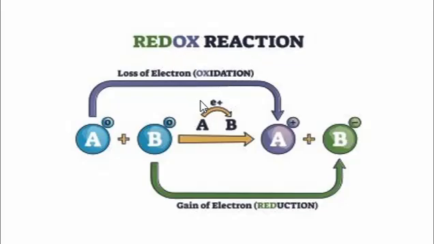So what do oxidation and reduction mean in a simple and easy way? Oxidation is the process of losing electrons. For example, when an element loses electrons, we say that this process is called oxidation. Reduction is the process of gaining electrons. When an element gains electrons, we say that this process is called reduction.